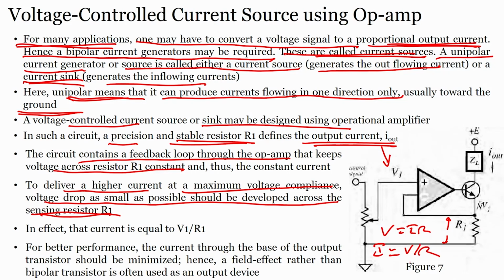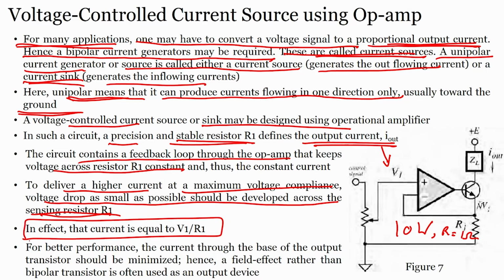That means, if I want to have a higher current, then my resistance value should be extremely small. That is why what we have earlier shown is that the resistor here is a high watt resistor, a power resistor, with a resistance value of 1 ohm. So, in effect, the current is equal to V by R, right.